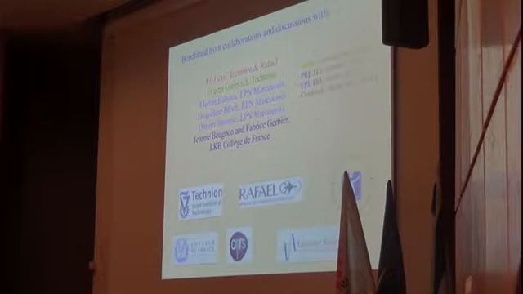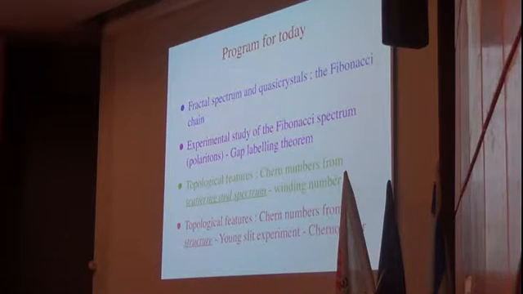at the Technion. Okay, the program of today is to study a fractal spectrum and quasicrystals. The workhorse that we use is the Fibonacci chain. And then I will show you 3 different ways to define and measure what are called Chern numbers. First we'll be using what is called the gap labeling theorem. Second, showing that Chern numbers can be written as winding numbers from the scattering theory. And third, Chern numbers from just the structure of a quasicrystal, from a diffraction pattern.